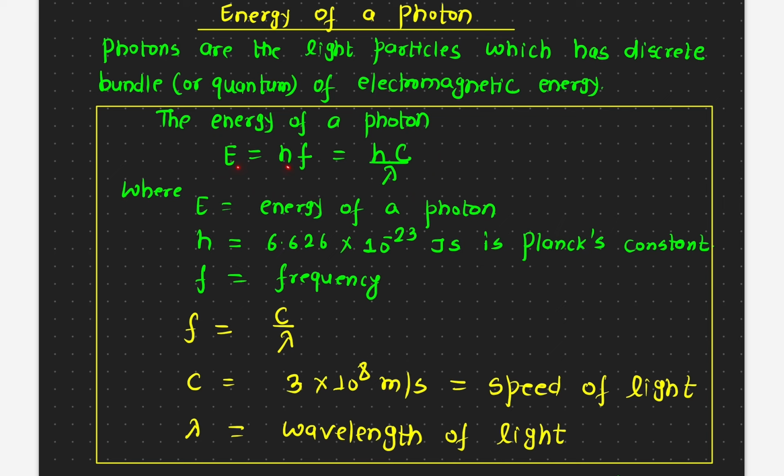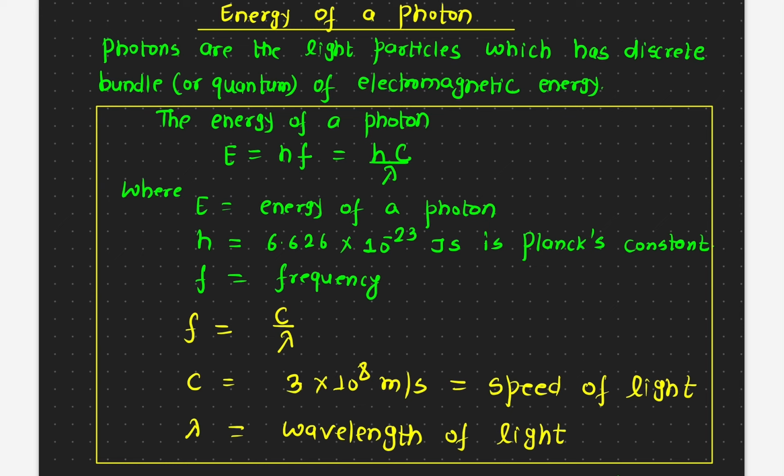E equals hf. So what is h here? E is the energy of a photon, h is a constant, 6.626 times 10 to the negative 34 joule second, and this constant is called Planck's constant. f is the frequency of the light, and we also know there is a relationship between frequency and wavelength. Frequency is equal to c divided by lambda, where c is the speed of light and lambda is the wavelength.